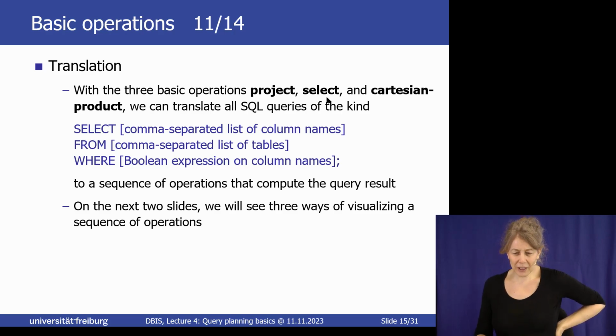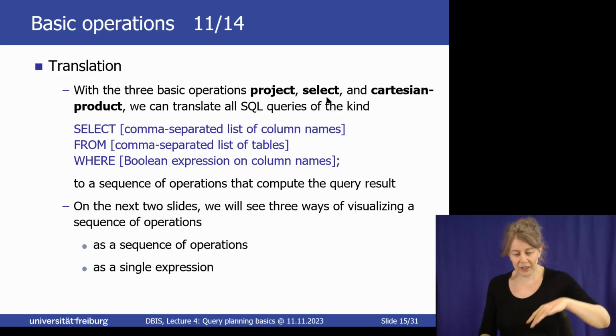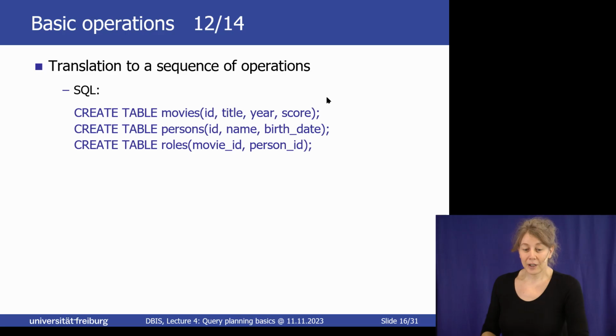On the next slides, you can visualize this or write this down in several ways. This is before we go to the second part. You can really write it as a sequence: first do this like a program, then do this, then this. You can write it as a single expression and as a tree. Let's just look at all of them.